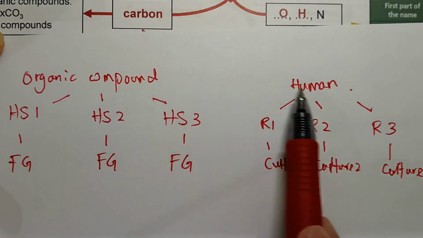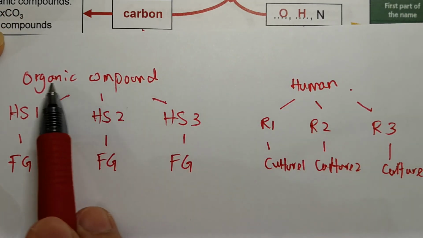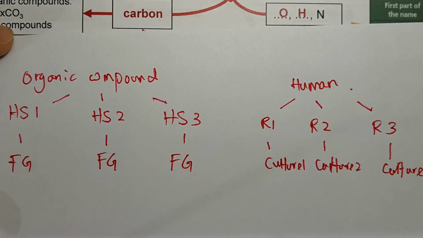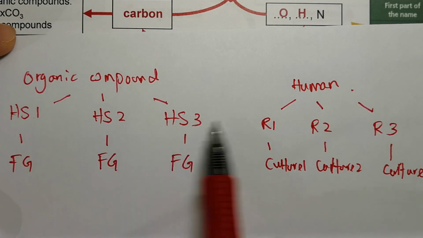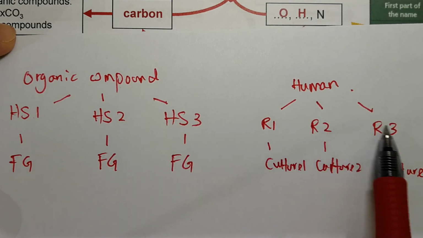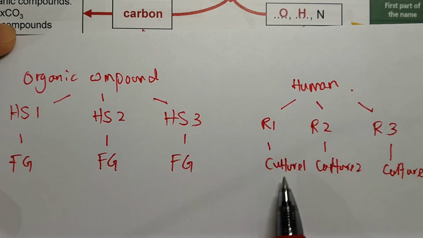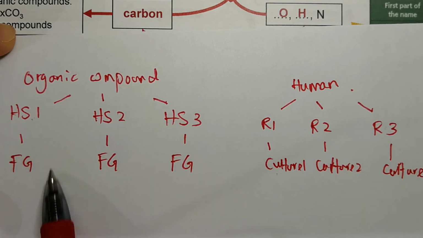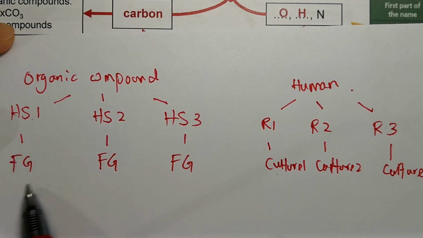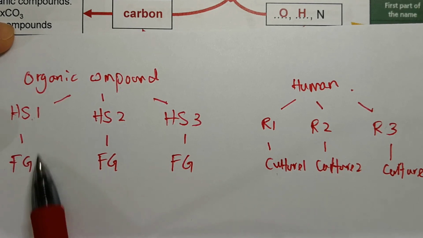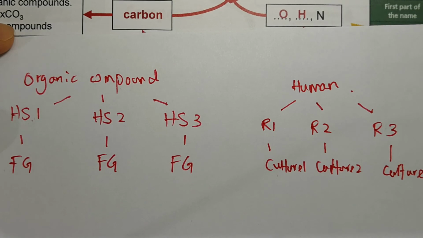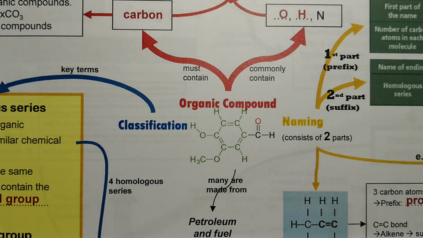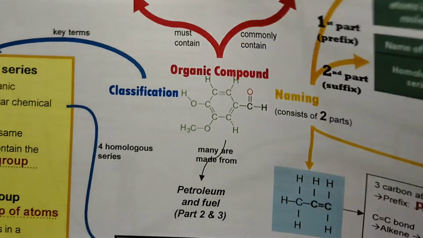Organic compounds are very similar to humans. There are many types of organic compound, and each family of organic compound is called a homologous series. Just like humans, you have many races, and each race has a distinct culture. Each homologous series has an atom or group of atoms that is specific to this homologous series.